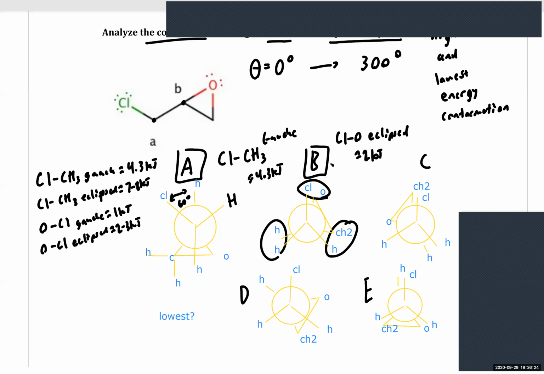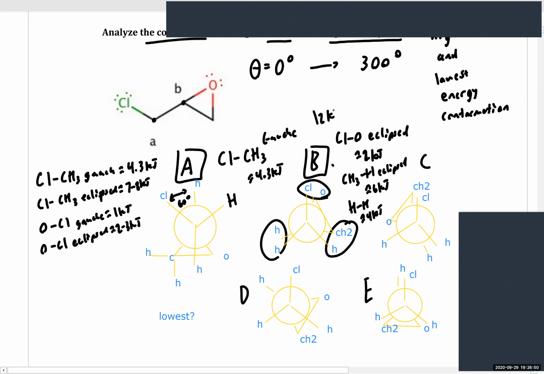We're really close. Yes, we have a methyl hydrogen eclipsed, and that's about 6 kilojoules. What else do we see circled for our eclipsing interactions? HH, yep, exactly right. That's around 4 kilojoules. So this gives us 12 kilojoules total for structure B.